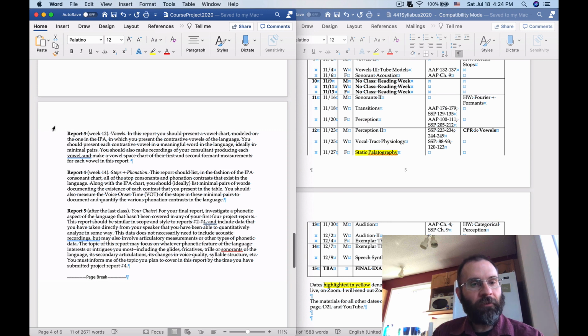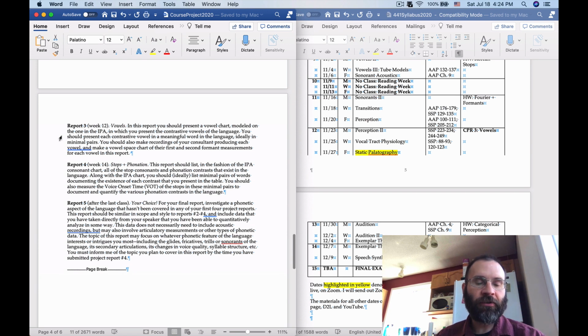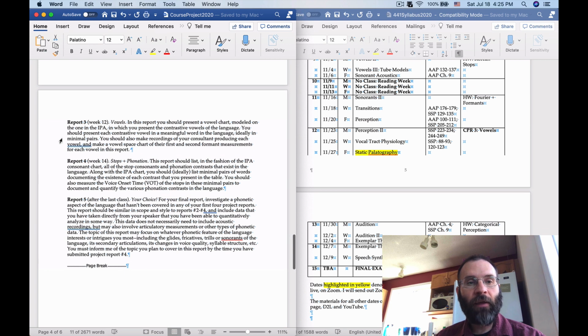Reports 3 and 4 are about vowels and consonants. So report 3: in this report you should present a vowel chart modeled on the one in the IPA, in which you present the contrastive vowels of the language. You should present each contrastive vowel in a meaningful word in the language, ideally in minimal pairs. You should also make recordings of your consultant producing each vowel and make a vowel space chart of their first and second formant measurements for each vowel in this report.